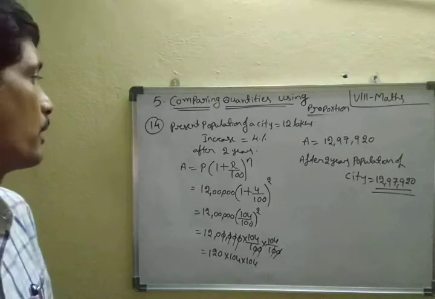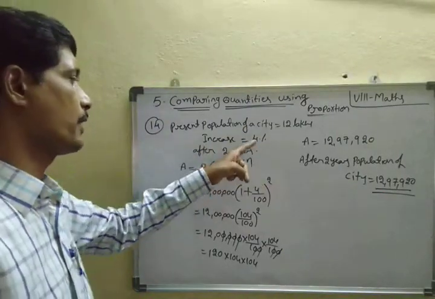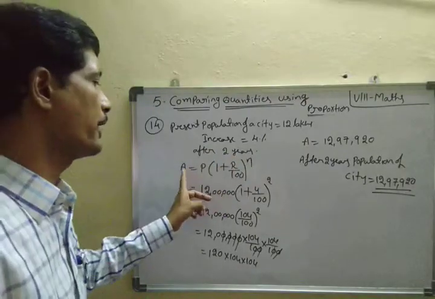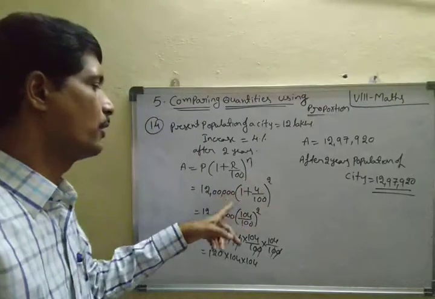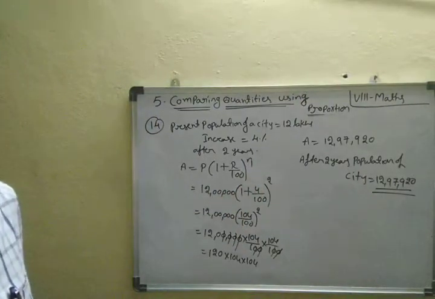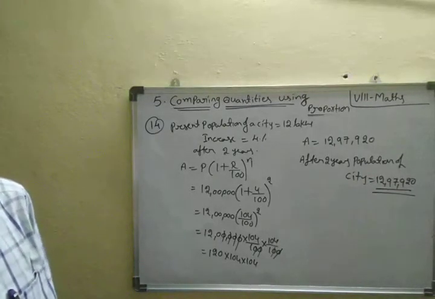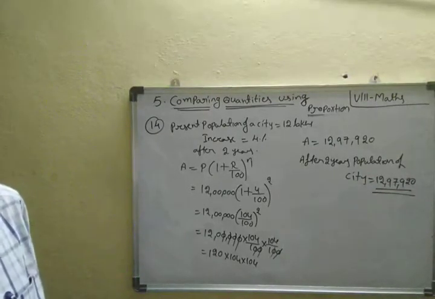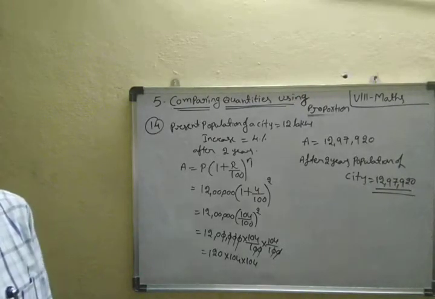Next, here the present population is 12 lakhs, increase percent is 4%. After 2 years, A equals P into 1 plus R by 100 whole power n, that is 12 lakhs into 1 plus 4 by 100. Simplify, you get 104 by 100, and simplify, you get the answer: 120 into 104 into 104, that equals 12 lakhs 97,920 members.